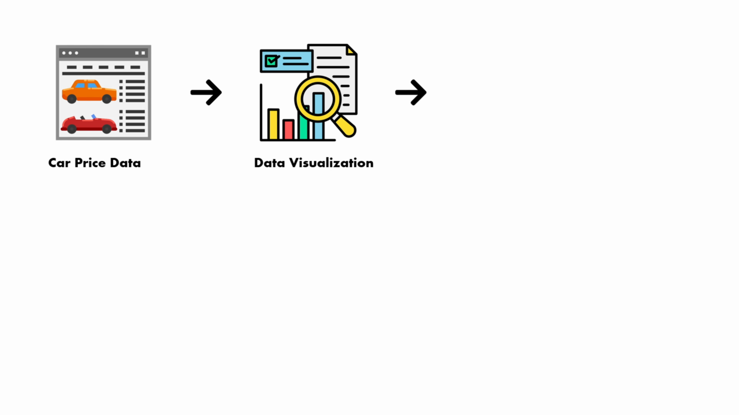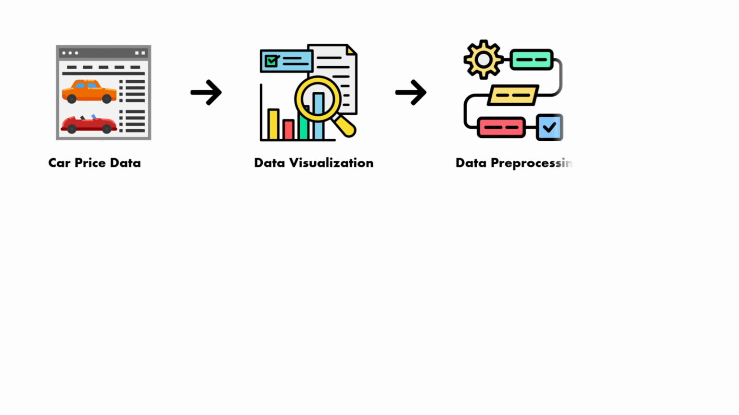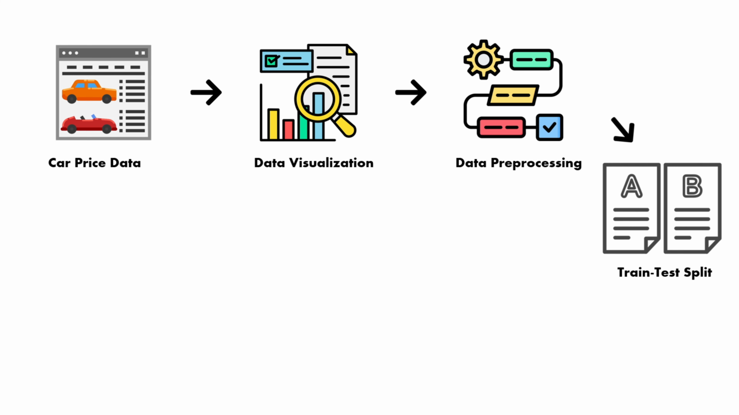And after the data visualization, we are going to do the data pre-processing, in which we process our data, like some of the values which are textual, we will encode into the numerical format so that we can use them. After that, we are going to do the train test split, in which we split our dataset into training and testing sets. 80% is going to be the training, which we use to train our model, and 20% is going to be the testing, which we use to test our model.